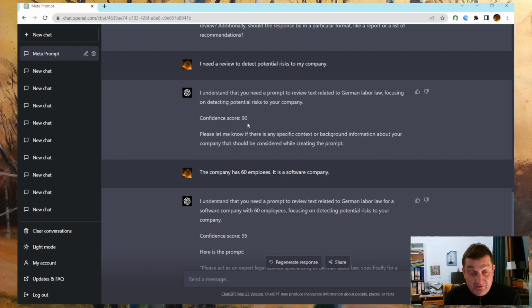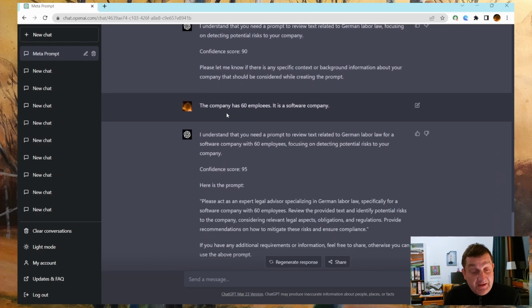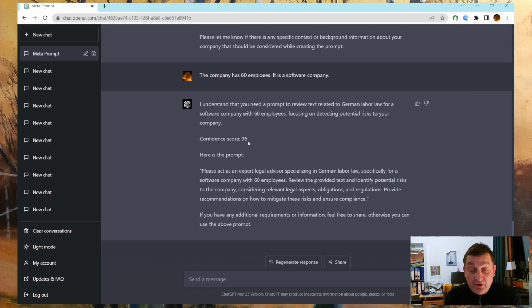Again, it gives me a summary and a high confidence score. It asks me for more information. I again give it more information. It's for a company with 60 employees. It's a software company. And now it gets to a confidence score of 95, which means ChatGPT is pretty sure it has all the information needed to generate a prompt for me. And it generated me a prompt.